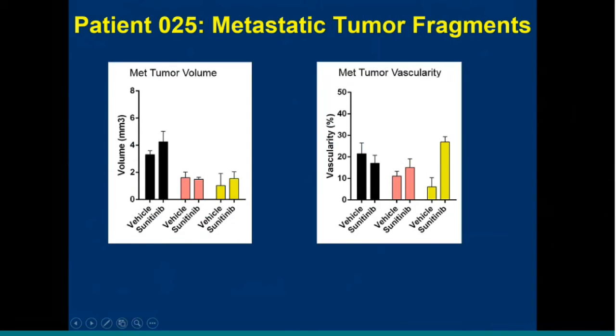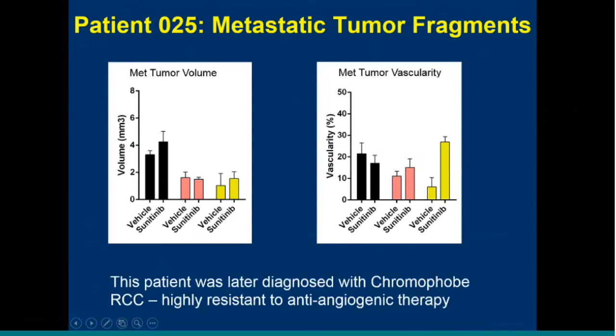We also measured this patient's metastatic tumor fragments, and it's more or less the same story. There's not much going on in terms of response to sunitinib. After we did these scans, this patient was later diagnosed with a subtype of RCC known as chromophobe RCC. This subtype is highly resistant to anti-angiogenic therapy. Patients with chromophobe RCC never, ever respond to anti-angiogenic therapy. That's really bad for the patient, of course, but it lends a bit of validity for our model, in that we're able to detect a patient that should be resistant to sunitinib.